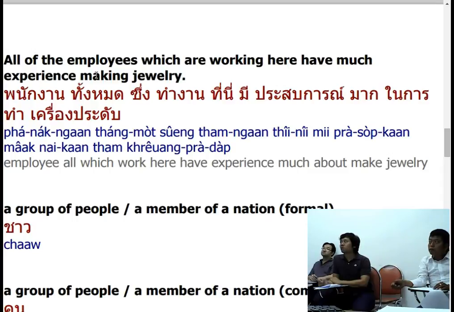But for a native speaker, maybe an American English native speaker, they would say, all of the employees who are working here have a lot of experience making jewelry. So it's just a different usage for much. Have much is maybe more formal, but have a lot is more normal. Understand? Yes.